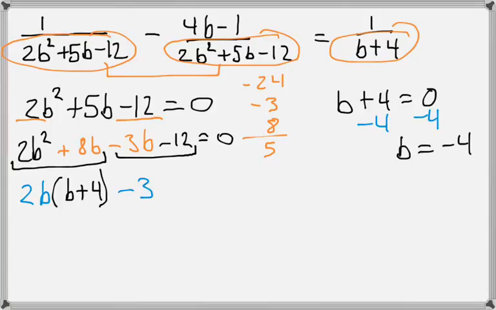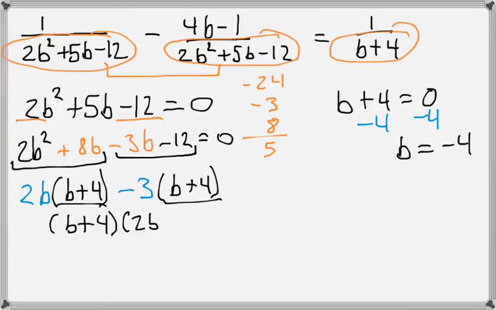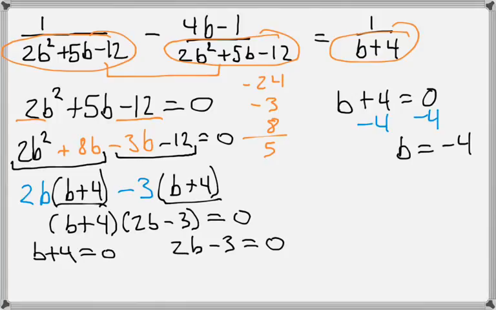And that one leaves us with b plus 4. These are the same, so we have b plus 4 and 2b minus 3. All of this is still equal to 0. Now if we have two things multiplied together to equal 0, we set both of them equal to 0. So b plus 4 is equal to 0, or 2b minus 3 is equal to 0.